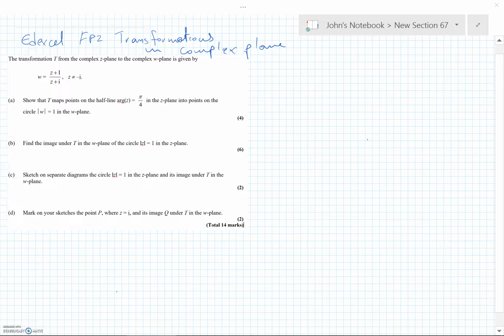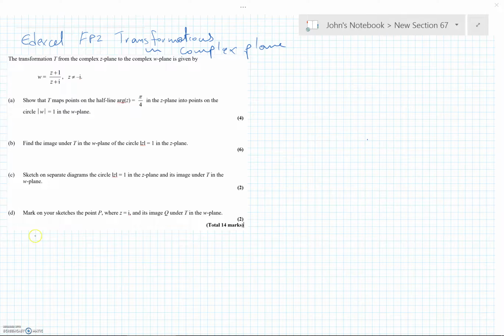Now here's an Edexcel FP2 transformations in a complex plane problem. There's a little bit of everything here. We're going to use some argument properties and some modulus properties. It's almost like a couple of bonus marks once we've done that for some sketches after we've actually done the main work. So the meat is, if you like, in part A and part B.